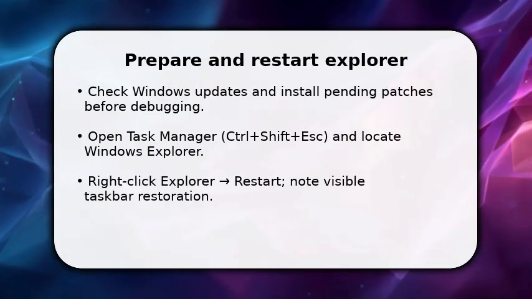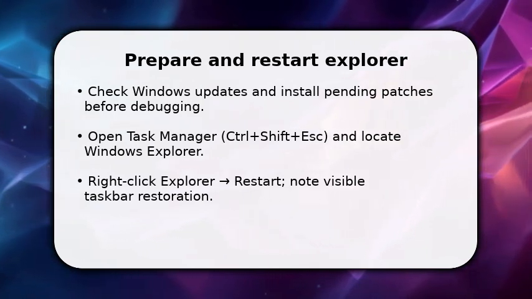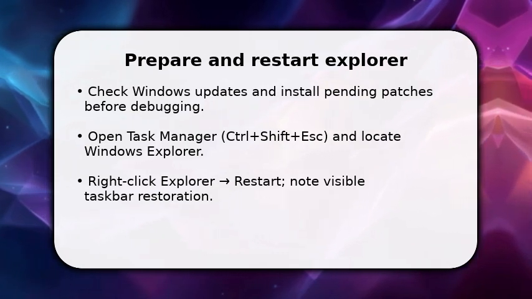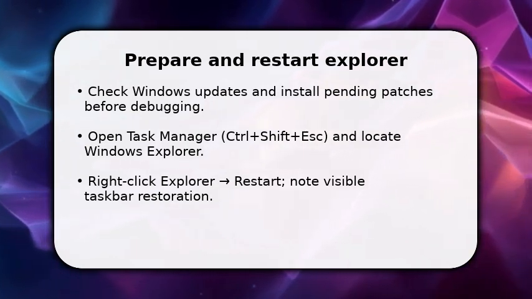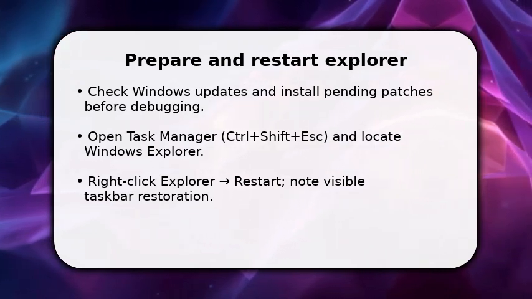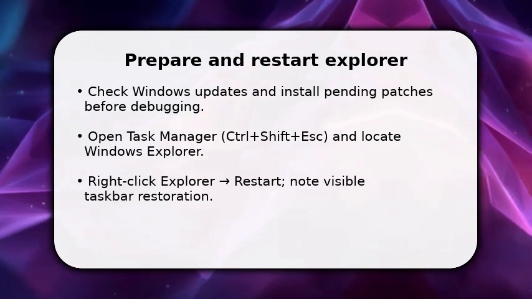You're starting by restarting the core UI process so you can see whether the taskbar returns. Open Task Manager with Control-Shift-ESC. Once there, find Windows Explorer, right-click, and choose Restart. This forces the shell to reload and often fixes transient glitches caused by hung processes or recent updates.